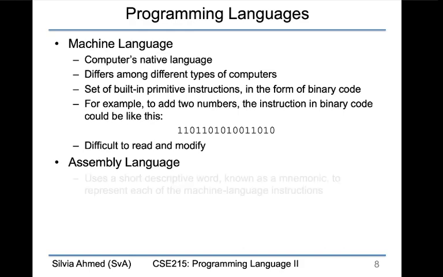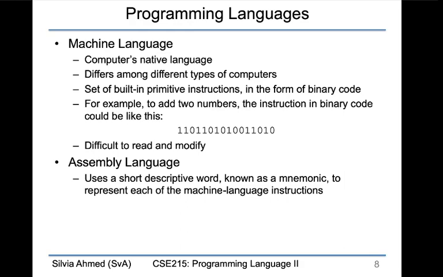What they did was they used a short descriptive word, known as a mnemonic, to represent each of the machine language instructions. Let's say in an instruction, maybe the first 3 bits, maybe the first 8 bits, are the instruction, that means add, subtract, multiply, or store, and the remaining bits are the data. So in assembly language, instead of zeros and ones, there are descriptive words like ADD. This means 11011. SUB means some other code.